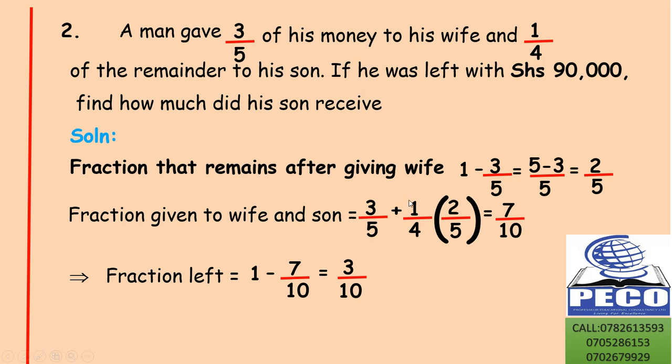Now relate this to the question. The fraction remaining is 3 out of 10. The amount remaining is 90,000. So what does it mean?